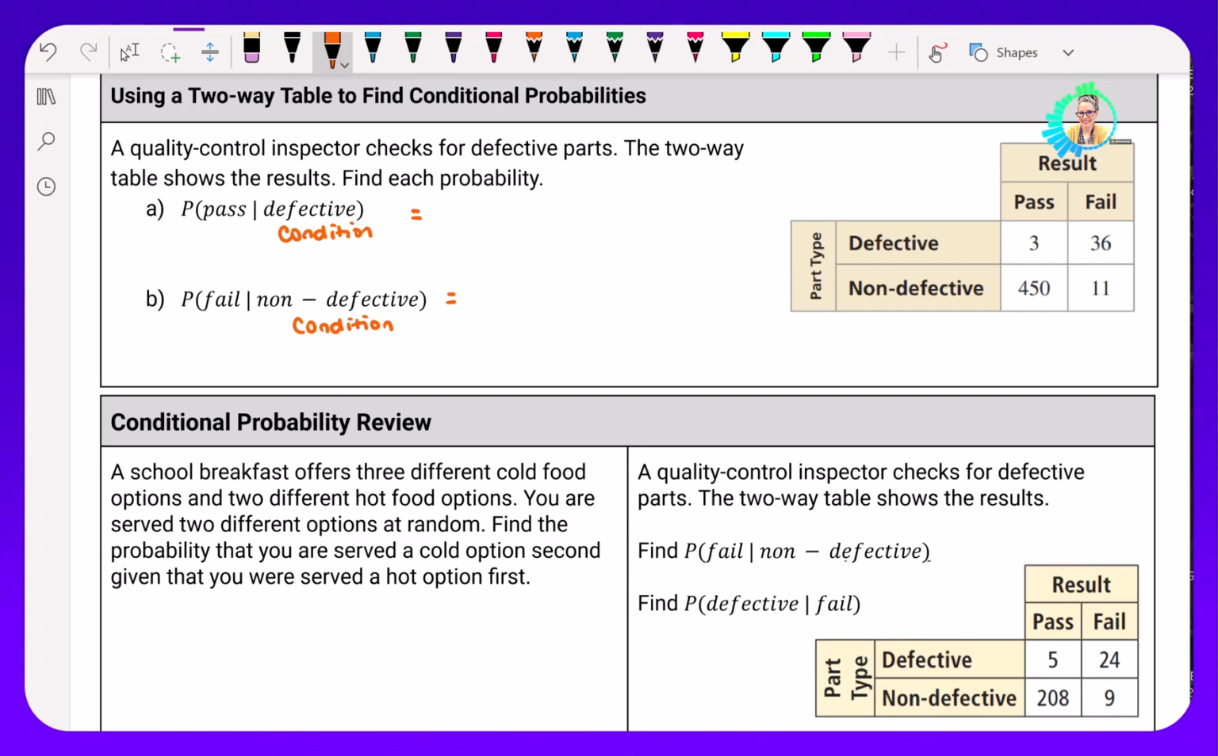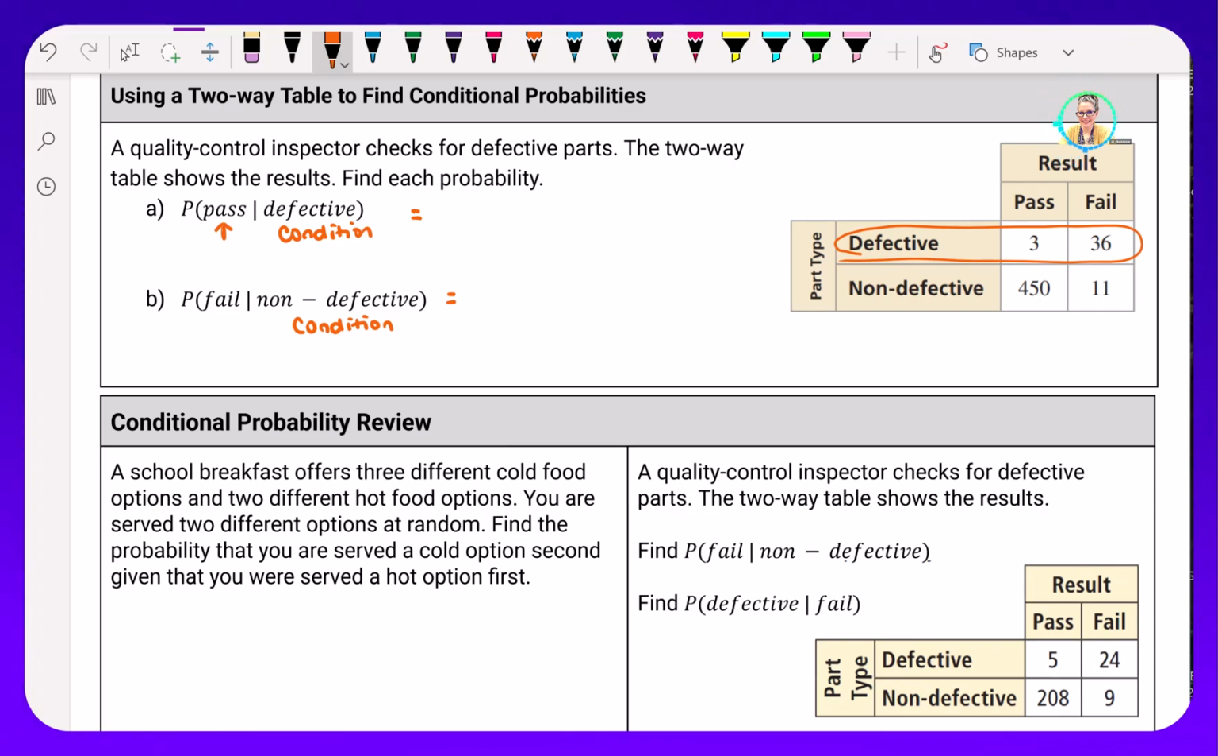Okay, so let's look at defective as being your condition. So look at the defective row right here. I'm just going to circle everything in this defective row. Me circling that limited your sample space, so we're not going to look at the whole table anymore. How many passed, given that you're looking at only the defective parts?